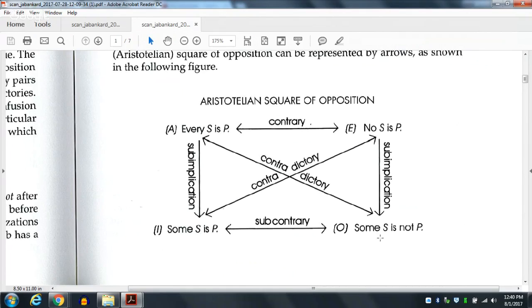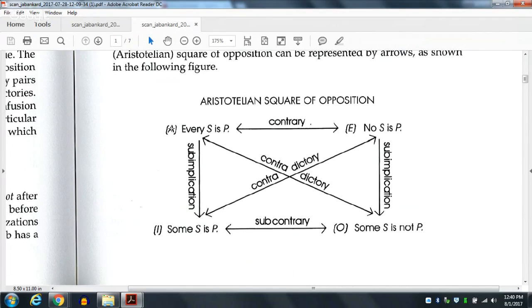If A is true, O must be false. If all firefighters are brave is true, then some firefighters are not brave must be false. If some firefighters are not brave is true, then all firefighters are brave must be false. Same here. If no firefighters are brave is true, then some firefighters are brave must be false. If some firefighters are brave is true, then no firefighters are brave must be false. Contradictory. So that's sort of the square of opposition.